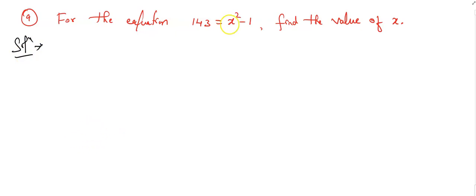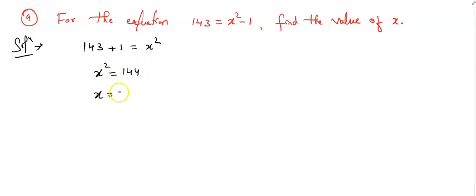So where is x? x is there in the RHS side, so it is plus x square. So we keep that as it is. Then 143 minus 1 come this side, plus 1 is equals to x square. Then x square equals 143 plus 1 is 144.